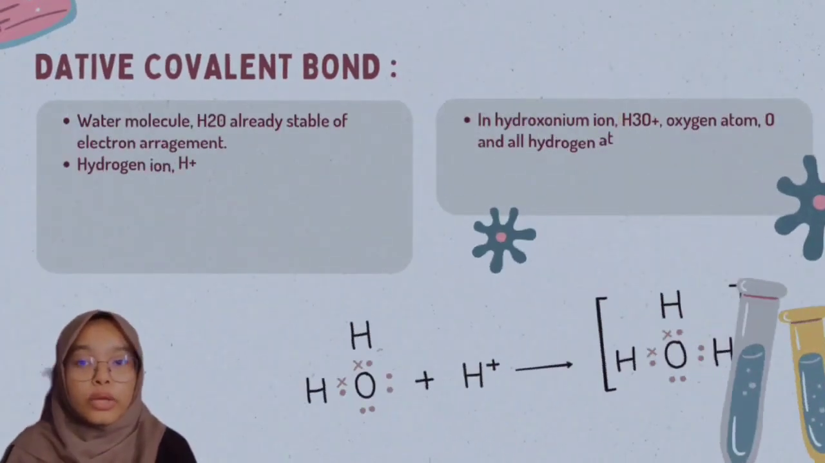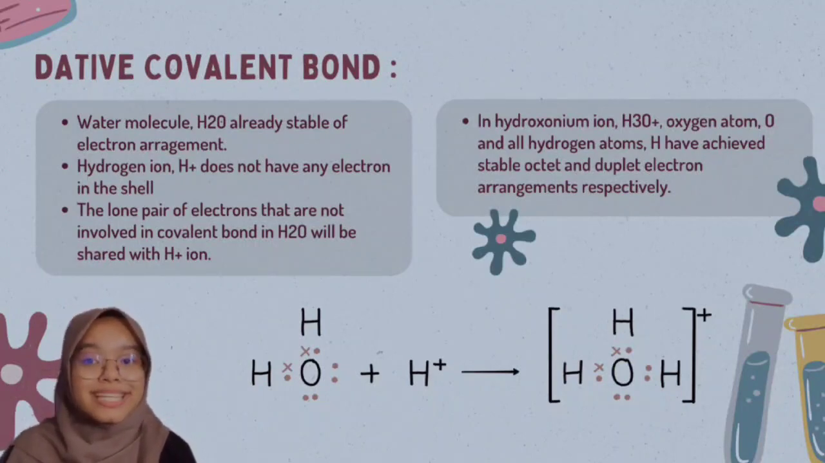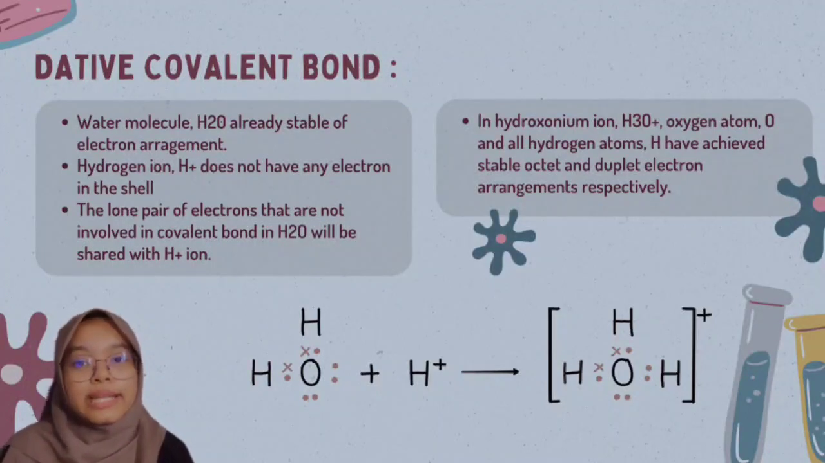For example, water molecule H2O already has a stable electron arrangement. Hydrogen ion H+ does not have any electron in the shell. The lone pair of electrons that are not involved in covalent bond in H2O will be shared with H+ ion. In hydronium ion H3O+, oxygen atom O and all hydrogen atom H have achieved stable octet and duplet electron arrangement respectively.